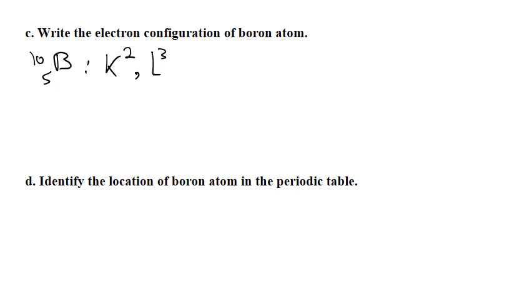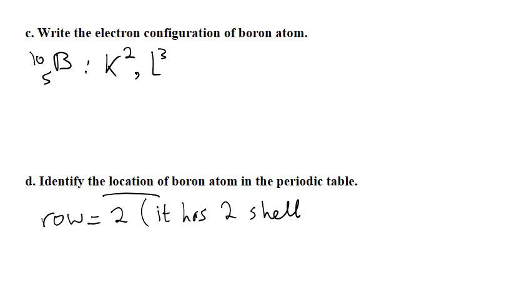Good. Hassan, identify the location of boron atom in the periodic table. You need to find the row and column. So row, how much? 2. How did you know it's 2? It has K, L and it has 2 shells. It has K, L, which are the shells. So it has 2 shells.